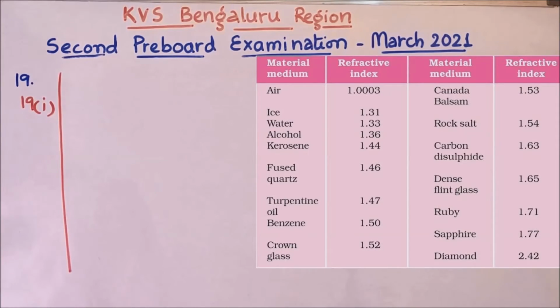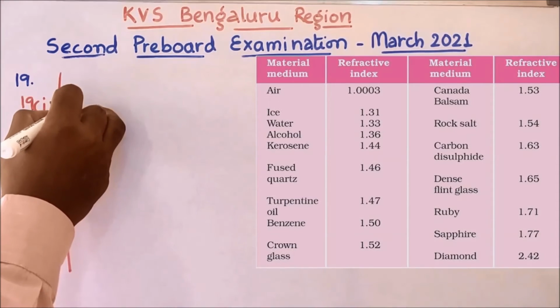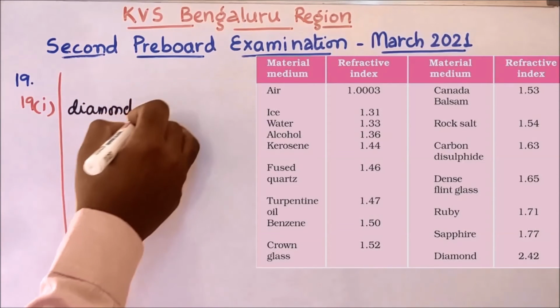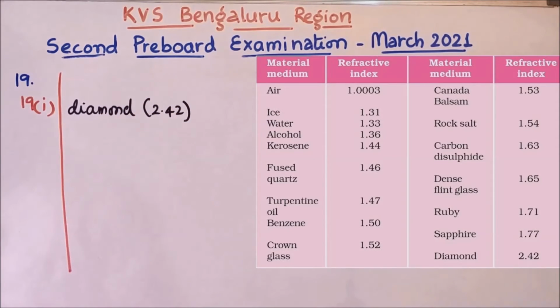So the question is, name the medium with the highest optical density. As we have already discussed, the more the refractive index, the more is the optical density, and the slower will be the velocity of light in that medium. So the one having the maximum refractive index is diamond. How much is its refractive index? You can see in the table, it is 2.42. So this is the one which has the highest optical density.